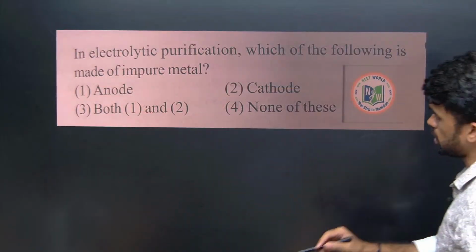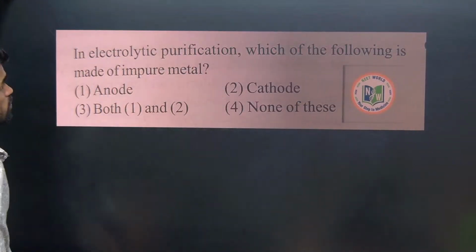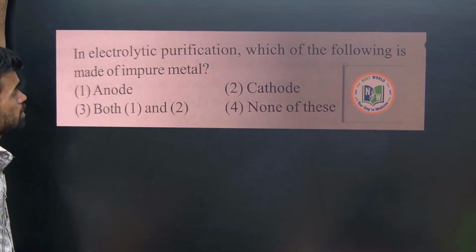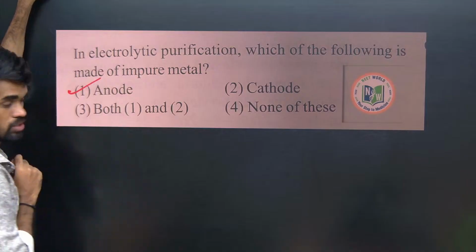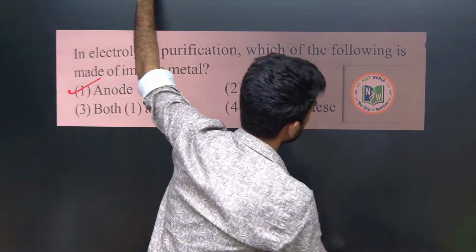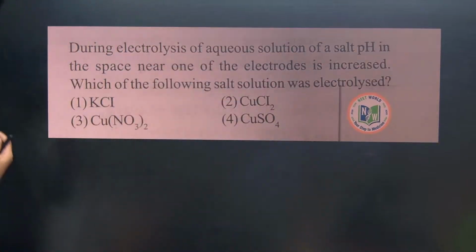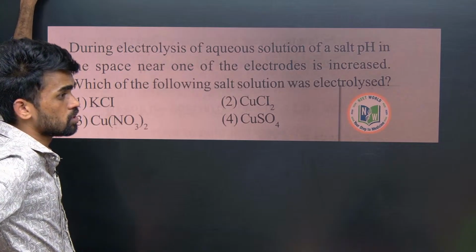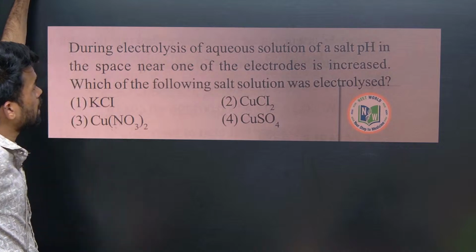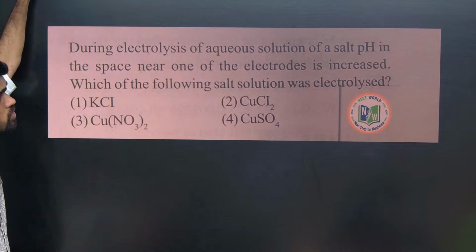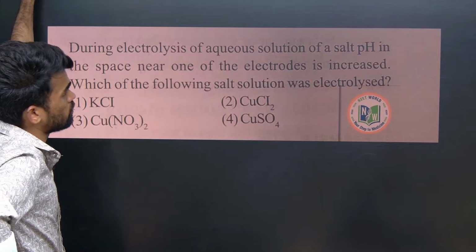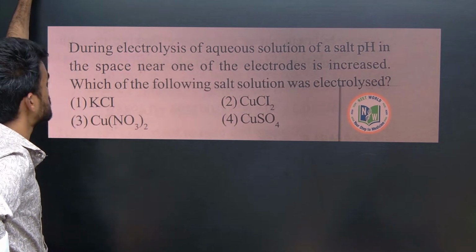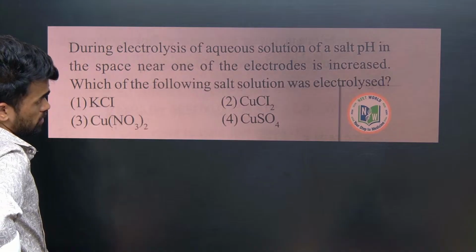Next, this one. In electrolytic purification, which of the following is made impure metal? Anode. Clear now that concept? This one. Next. During electrolysis of aqueous solution of salt, pH in the space near one of the electrodes is increased. So tell me.